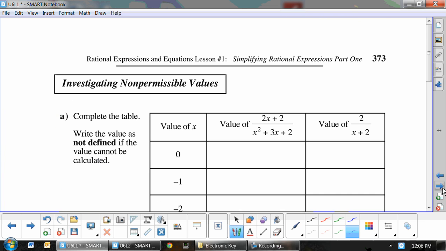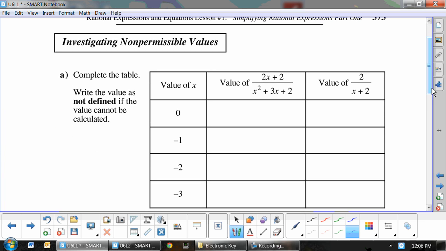Okay, so if we flip the page, this time we're going to fill in the chart for -1. So we'll go, okay, 2 times -1 plus 2 over -1 squared plus 3 times -1 plus 2. Okay, so we get -2 plus 2 over 1 minus 3 plus 2. So we get 0 over 0.